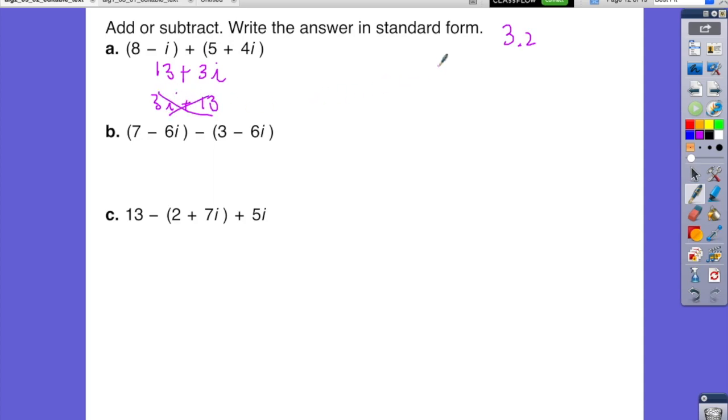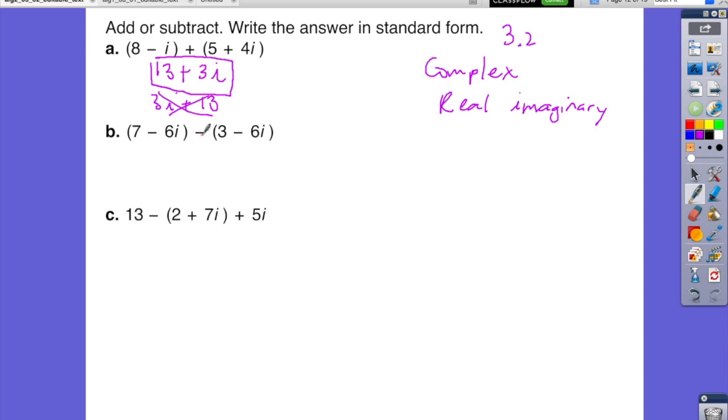So these are called complex numbers. And the complex numbers are always the real number first, and then you put the imaginary number. So this would be my answer. Okay, now let's do this one.